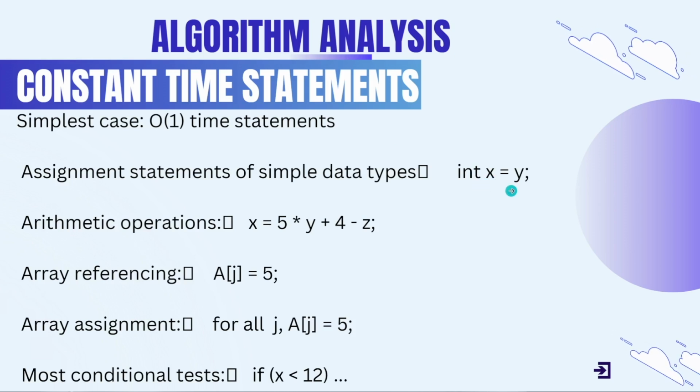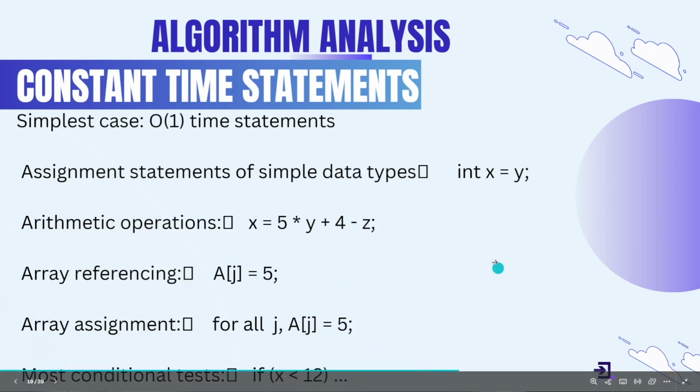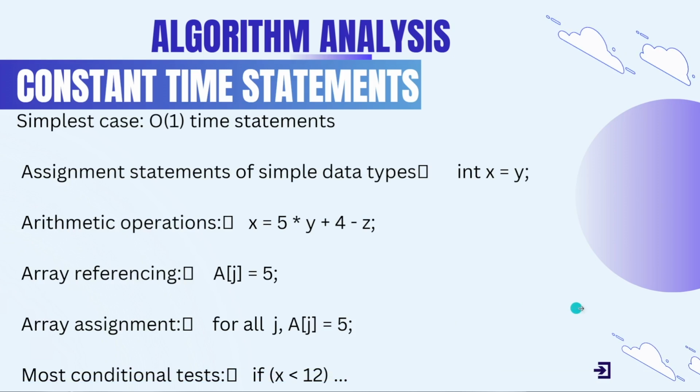The first thing is the statements which usually take a constant amount of time. There can be statements in your code which are independent of the size of input, and those statements will always take a constant amount of time in your algorithm. For instance, you may have assignment statements, some may be doing arithmetic operations, some may involve array referencing, some may do assignment to an array element, and we may even have statements for conditional testing. All these statements usually take a constant amount of time, and we call them constant time statements.